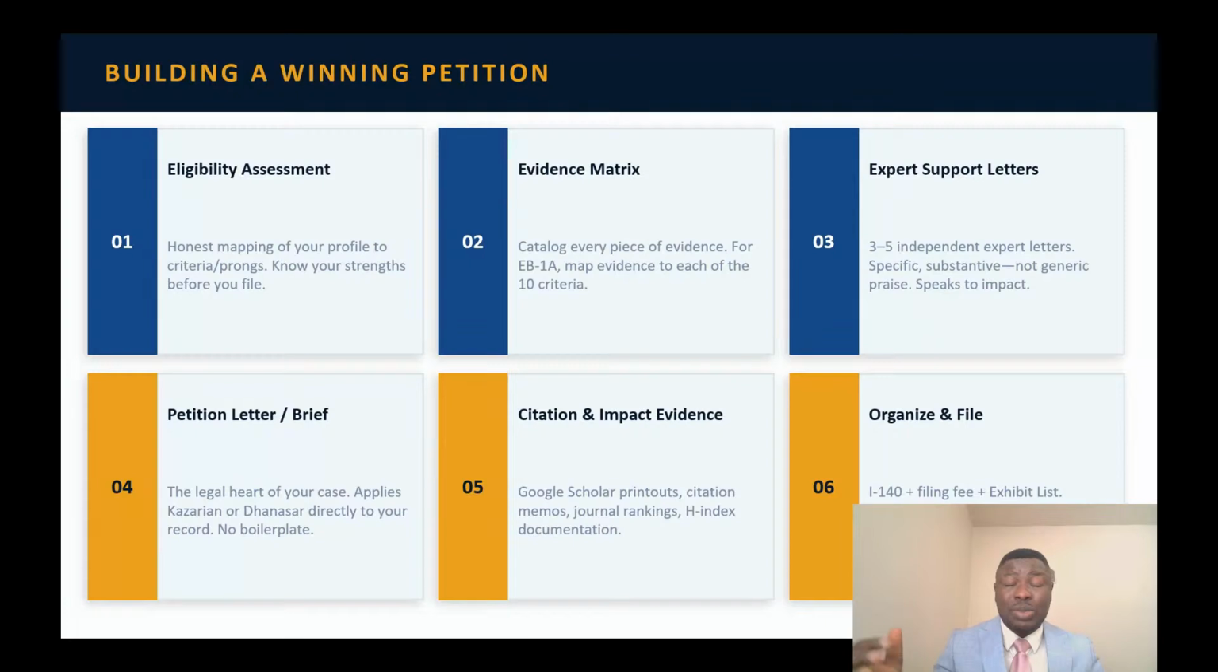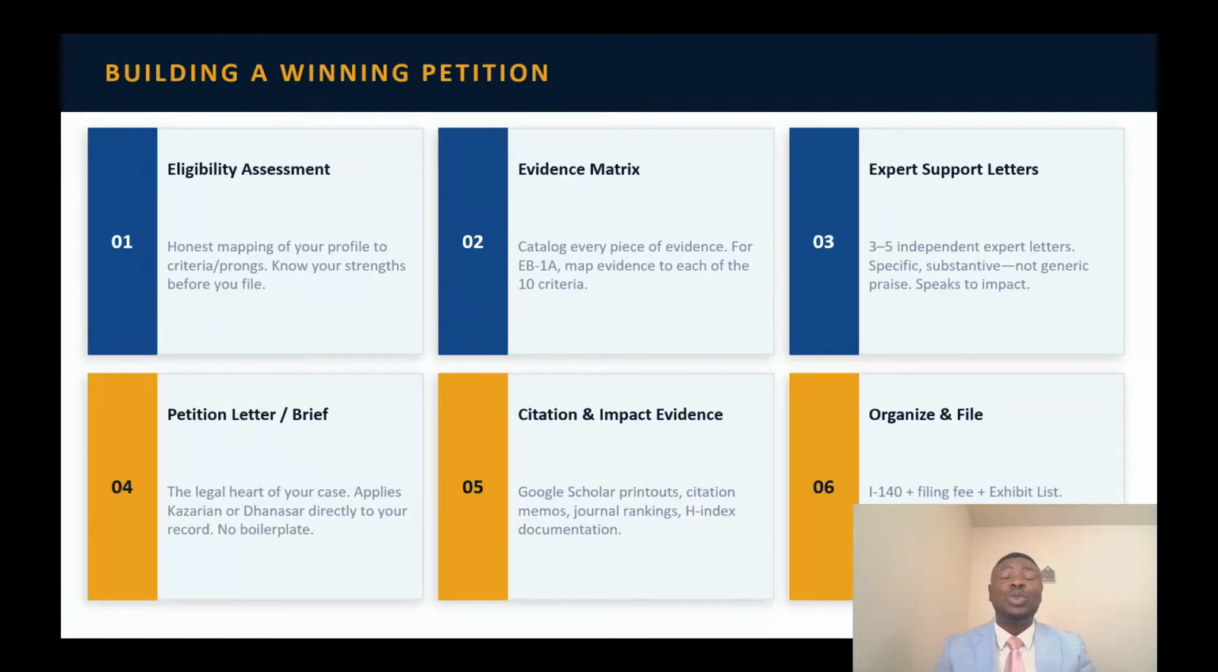So once you know your specific endeavor, you can engage in projects, conferences, and publications that will supplement or show the USCIS officer that you have done something related to your proposed endeavor. Now, expert support letters: 3 to 5 independent expert letters. They need to be specific, substantive, not generic praise. They need to speak to impact.